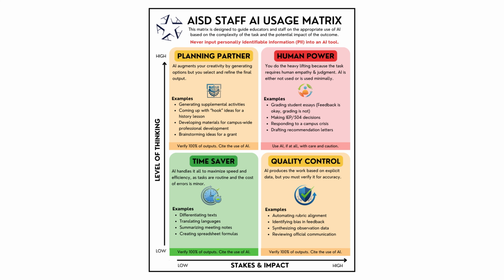So where does this fall on the staff usage matrix? Drafting an email is a time saver task. You are automating the structure and the words. But remember, communication with stakeholders often requires human power. You cannot just copy and paste this blindly. You must read it to ensure that the tone sounds like you and the facts are 100% accurate. Now, keep in mind, if the situation is a true crisis or a legal matter, you need to step away from AI and handle it personally.